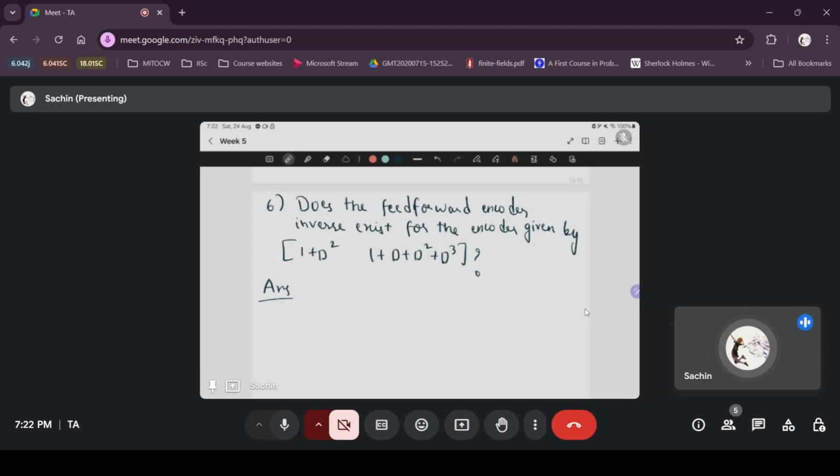An inverse exists, but it need not be feed forward. If the GCD is not a power of x, then there is some other condition. You can go back and check in the lecture. But the GCD of these two is 1. So how do you check that? You have to do polynomial division that you study in school, and then there's an algorithm called the Euclidean division algorithm. You can use that and find the GCD.